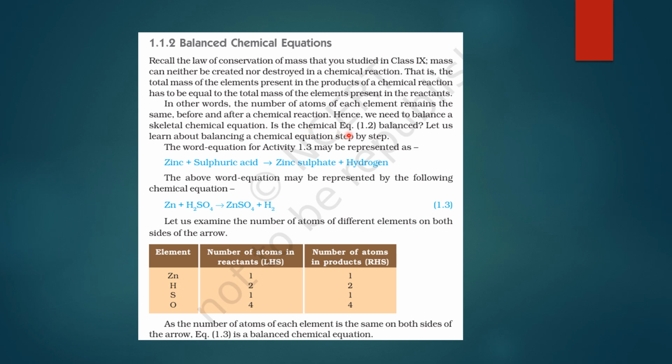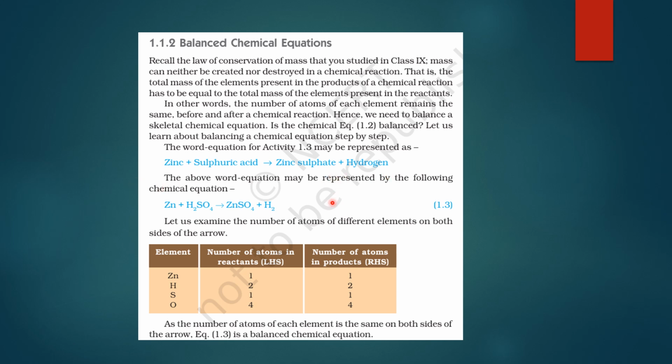And if we check that the equation was not balanced, like we saw in case of magnesium, so we will learn how to balance a chemical equation step by step. So let's take an example of the equation from activity 1.3, which we studied in the previous lecture. So in that, what was happening? Zinc plus sulfuric acid was giving us zinc sulfate and hydrogen. We saw there was bubbling due to the release of hydrogen gas. So this is the same equation for that.